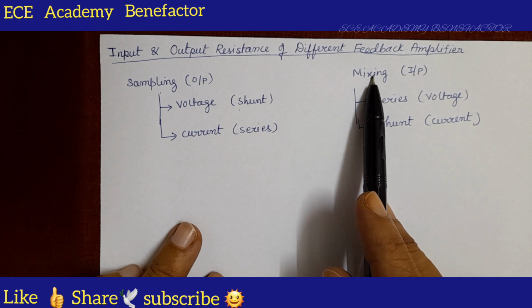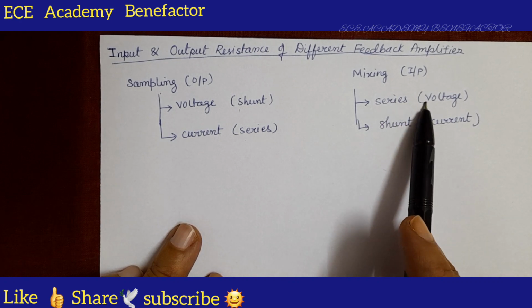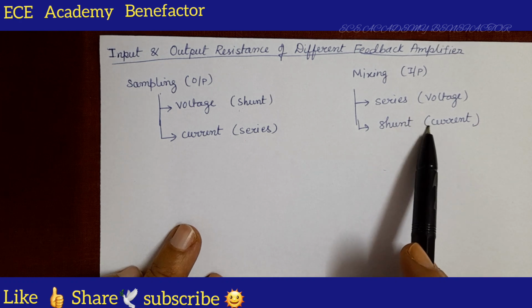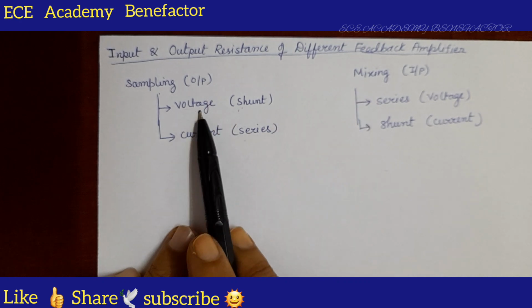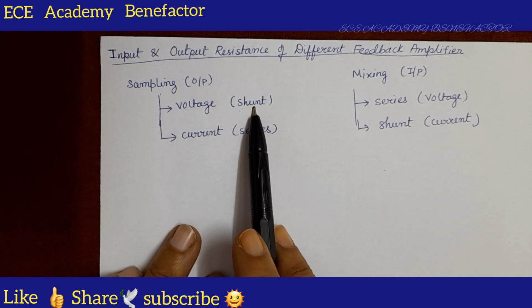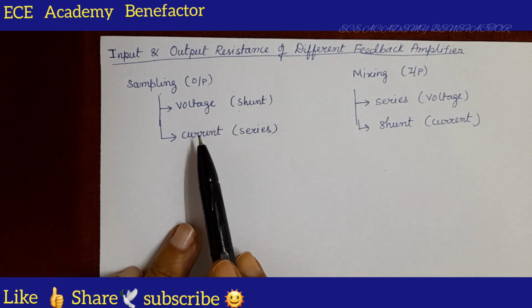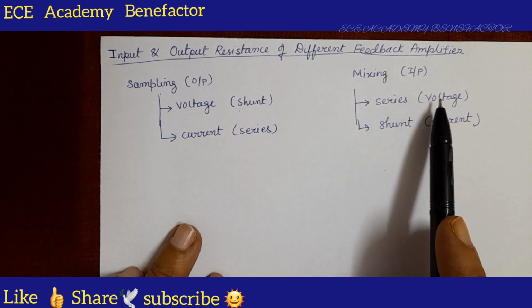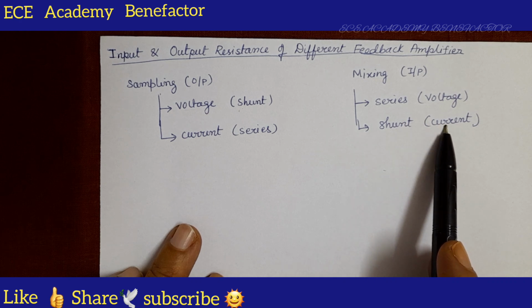Mixing is done at the input of the amplifier. There are two types of mixing, series mixing and shunt mixing. If it is series mixing, voltage is mixed. If shunt mixing is done, current is mixed. So you see, sampling and mixing are opposite. Voltage sampling, shunt connections. Current sampling, series connections. Series mixing, voltage source is to be placed. Shunt mixing, current source is to be placed.